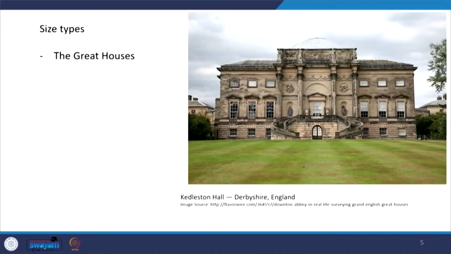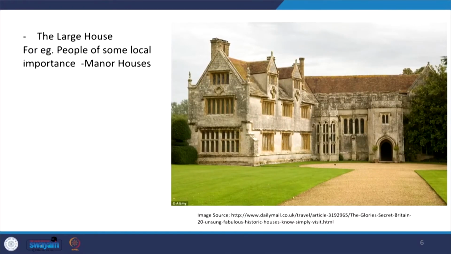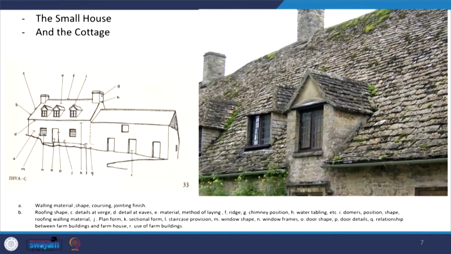In terms of size also, especially in the English context, you have the great houses and the large houses of people of some local importance, like the manor houses, and similarly the small and cottage houses. On our way to Dartmoor we were able to find many of these cottage houses, where even the roof and the dormer window were made with slates, because that is the locally available material.